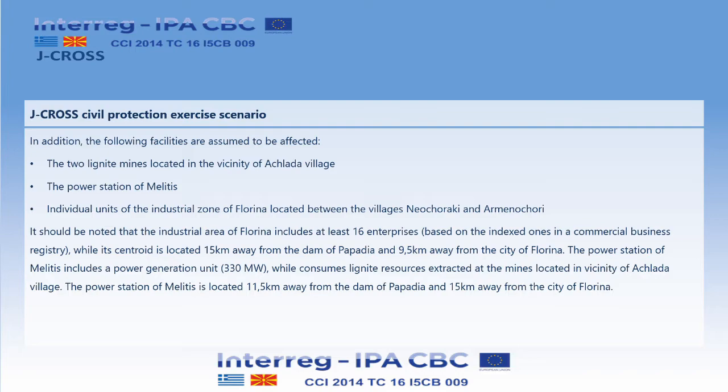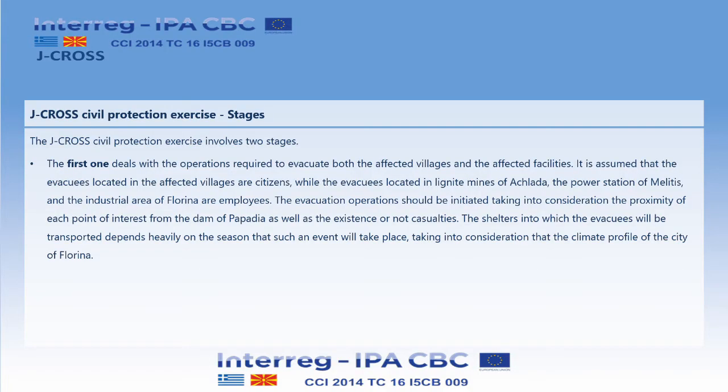The power station of Melodis includes a power generation unit of 330 MW, and consumes lignite resources extracted at the mines located in the vicinity of Aklada village. The power station of Melodis is located 11.5 km away from the dam of Pelagonia and 15 km away from the city of Florina. The J-Cross civil protection exercise involves 2 stages.